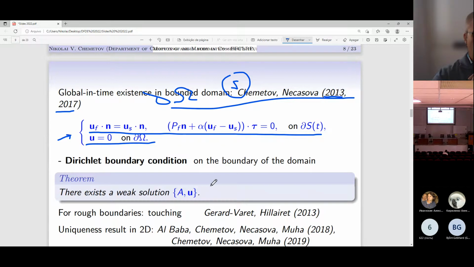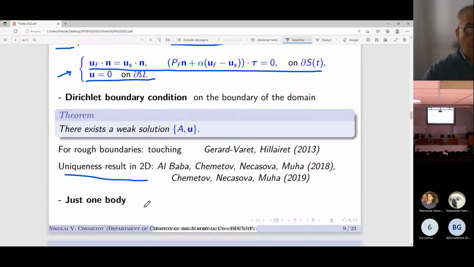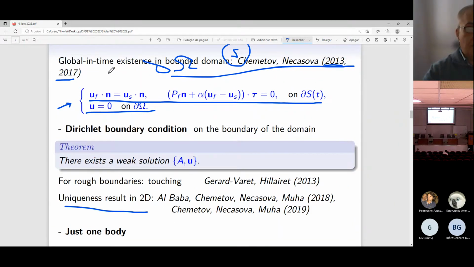We put the Dirichlet condition under this boundary condition. We have proved global solvability results. Later on, with this boundary condition, we proved uniqueness results in the two-dimensional case, of course until the moment of touching. Nevertheless, we obtained a quite good result, a global solvability result for the motion of the solid, including the touching of the body with the boundary of the domain.